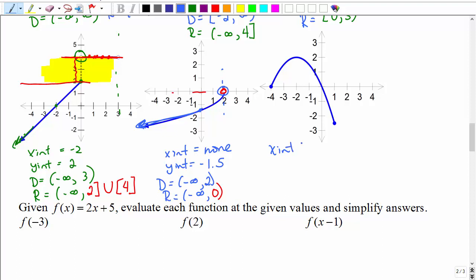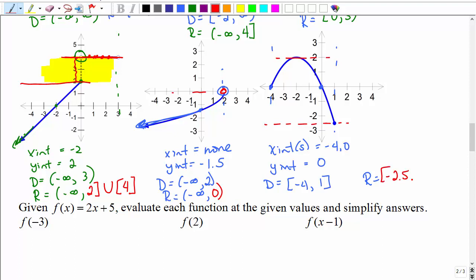Okay, x-intercepts, because we do have 2 of them, at -4 and 0. The y-intercept, only at 0. The domain, how far left, how far right. From -4 to +1. And the range, how low, how high. I'm going to call that about -2.5. It's a guess, but it's close enough, to 2. That would be inclusive, so that's why we need to use those brackets.